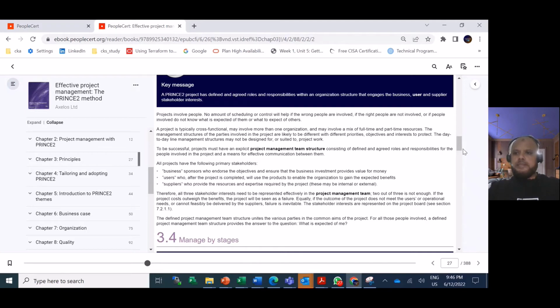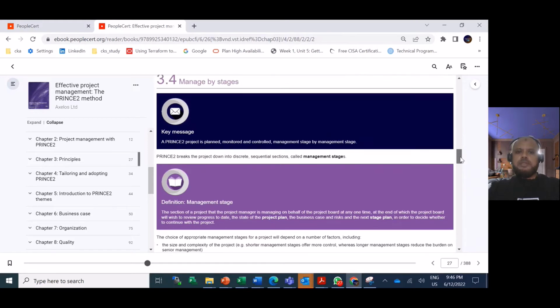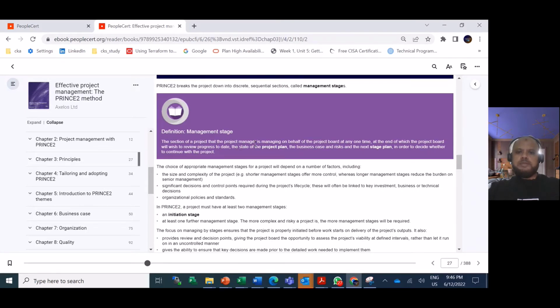And then the fourth principle is manage by stages. The PRINCE2 project is planned, monitored, and controlled management stage by management stage. The definition is the section of a project that the project manager is managing on behalf of the project board at any one time, at the end of which the project board will wish to review the project to date, the state of the project plan, and the next stage as well.